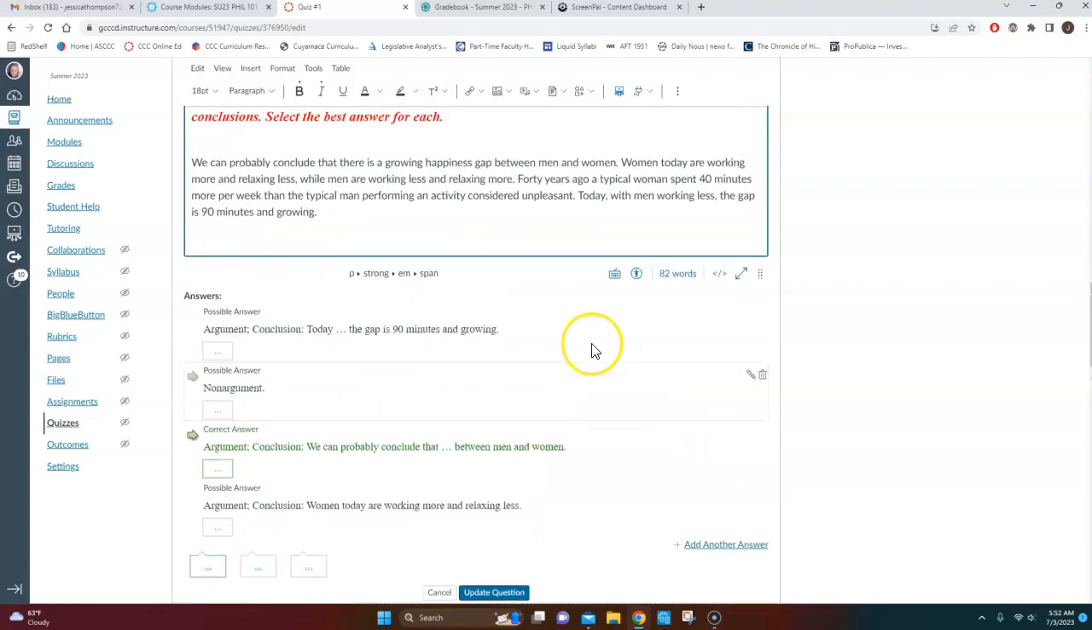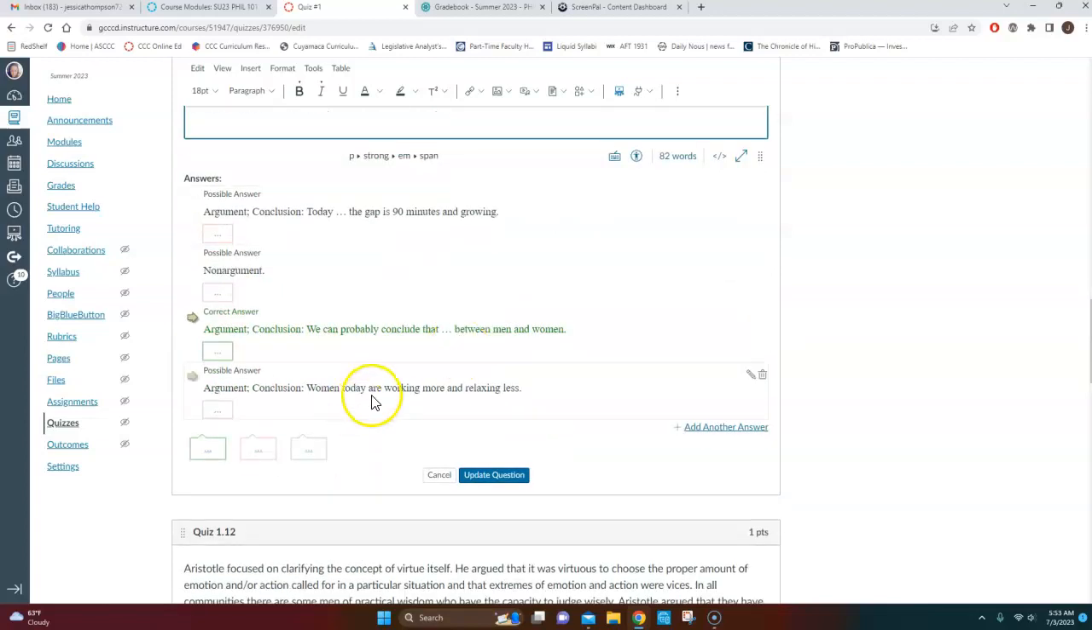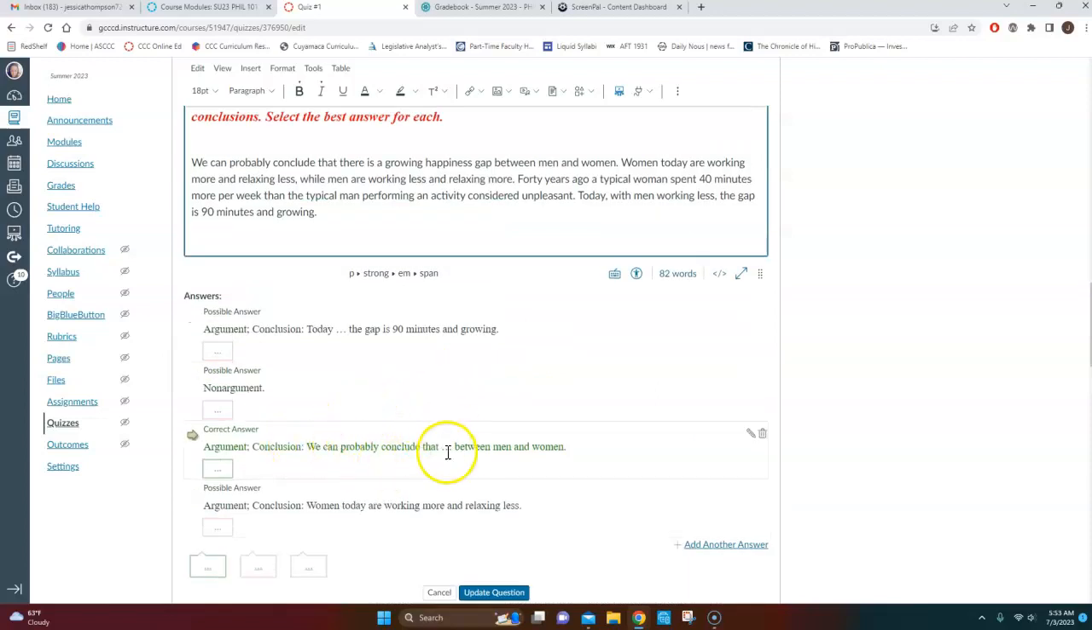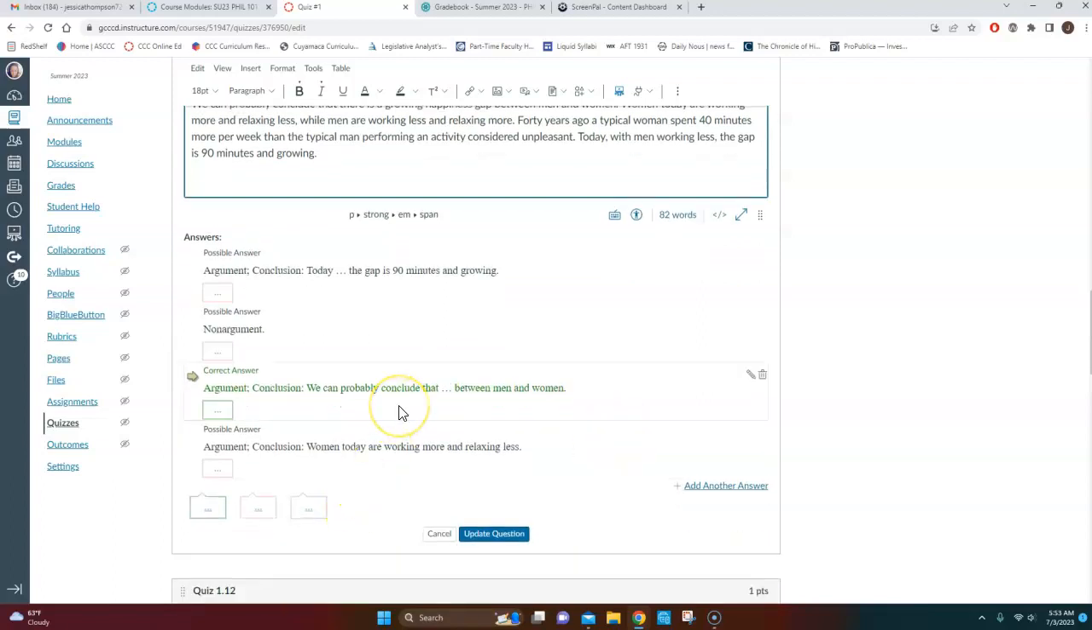So I wanted to just explain, right? These little dots mean that I just shortcutted the proposition. So today, with men working less, the gap is 90 minutes and growing. So anytime you see the little dots, that's just where I took a few words out in the middle to make it a shorter possible answer. Don't let that confuse you.